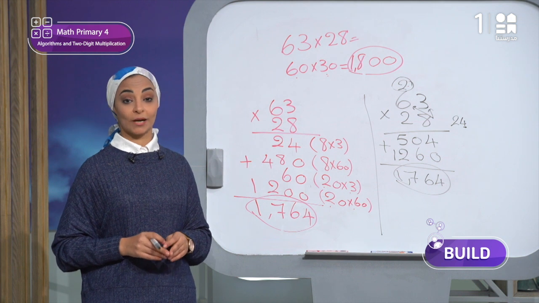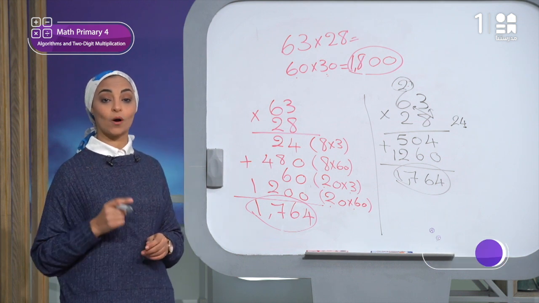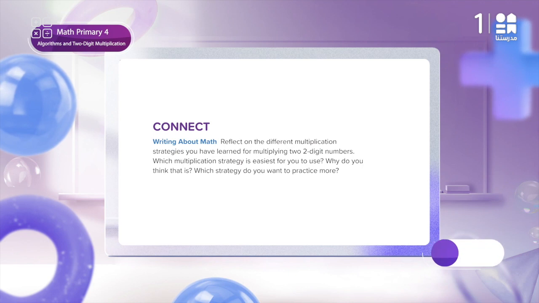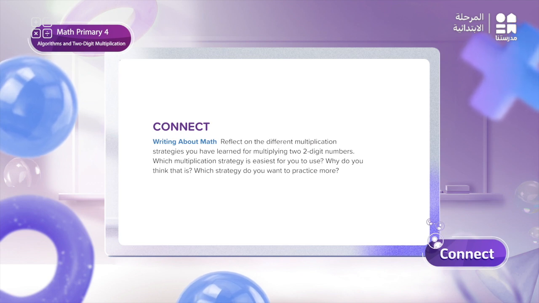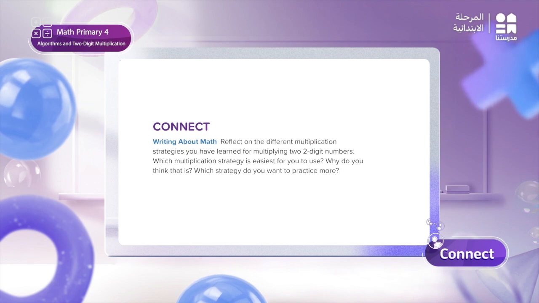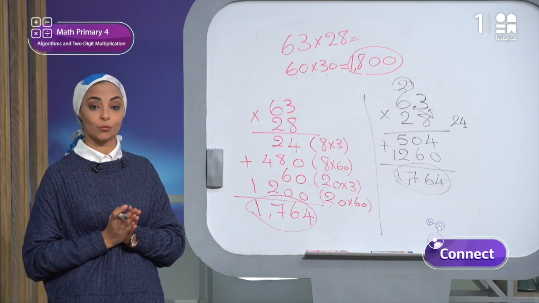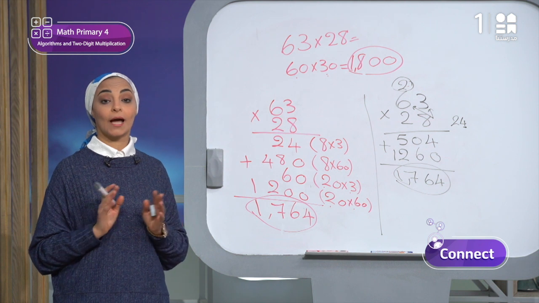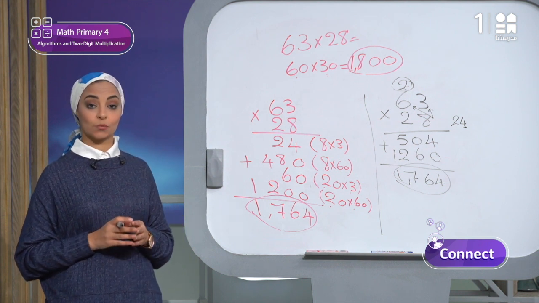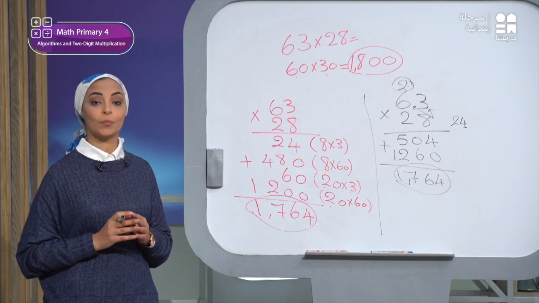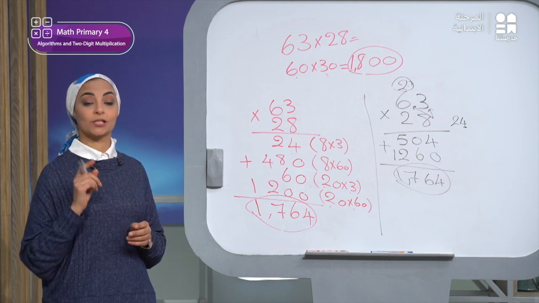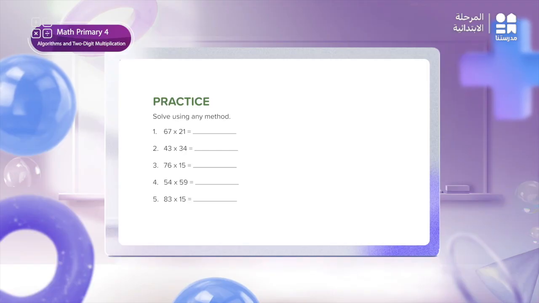Now let's move to the connect part, page 291 in your school book. I need you to think about the different multiplication strategies you have learned for multiplying two-digit numbers. Which multiplication strategy is easiest? Which strategy was very easy for you to use, and why? And which strategy do you want to practice more? To have more practice on multiplication, there are more problems under practice on page 291 in your school book.